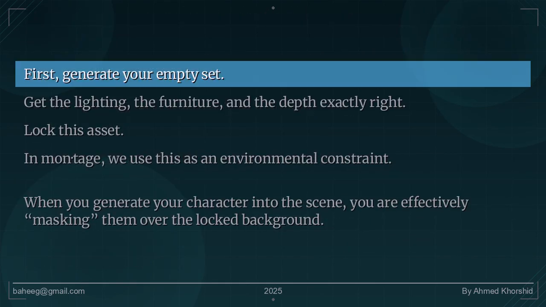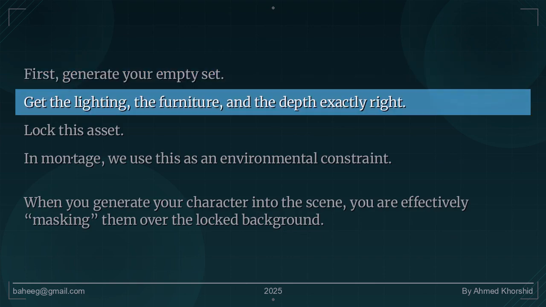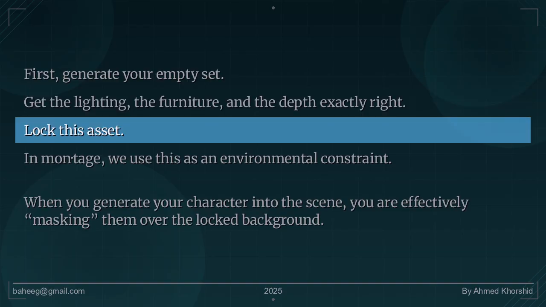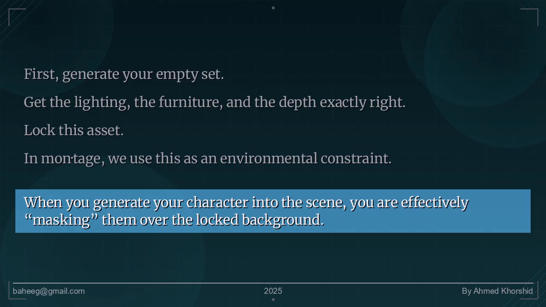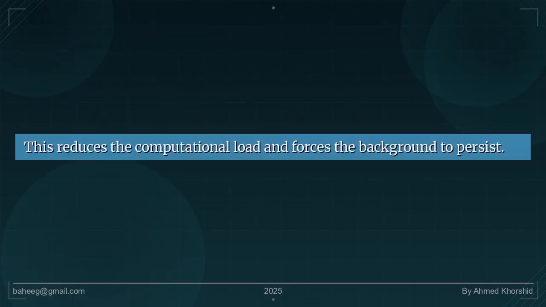First, generate your empty set. Get the lighting, the furniture, and the depth exactly right. Lock this asset. In Montaigne's Montage, we use this as an environmental constraint. When you generate your character into the scene, you are effectively unmasking them over the locked background. This reduces the computational load and forces the background to persist.